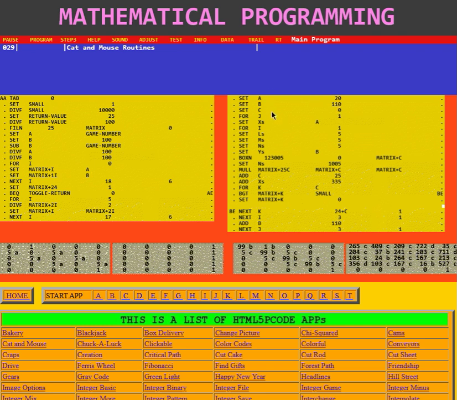Next, it sets C to 0. Then it says for J of 1, and down here we have next J, 3, 1. It's going to go around that loop 3 times. Next, it sets X to that value of A. Well, we had 20. Then it says for I of 1. And down here it says next I 3, 1 at a time.